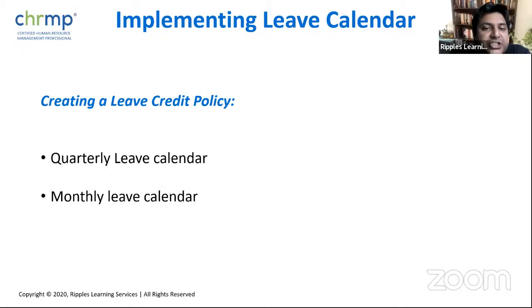Now let's talk about Jan then. So if in Jan, I take 2 leaves and I take a third leave, I'll have a loss of pay then and there itself, right? And if I don't take these 2 leaves and then I go to the month of Feb, then these 2 leaves will get credited to my Feb calendar as well, which means now in Feb, I can take 4 leaves.